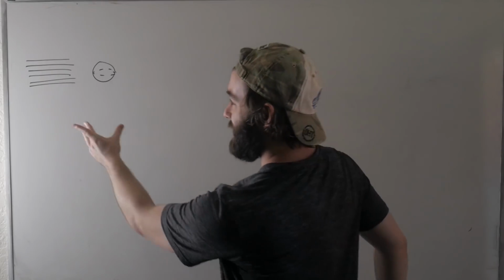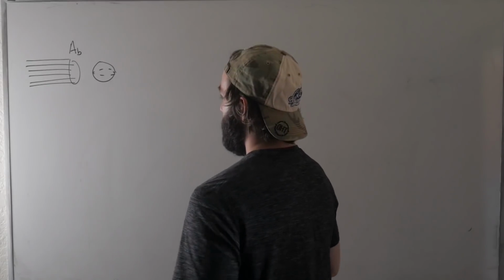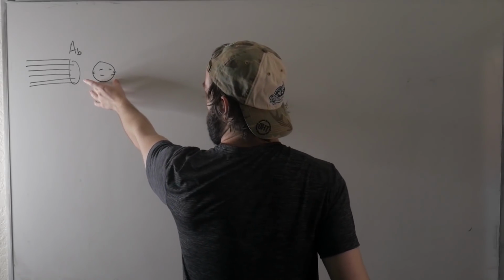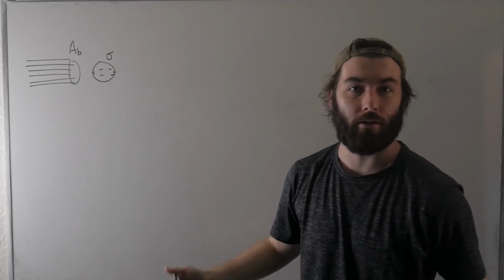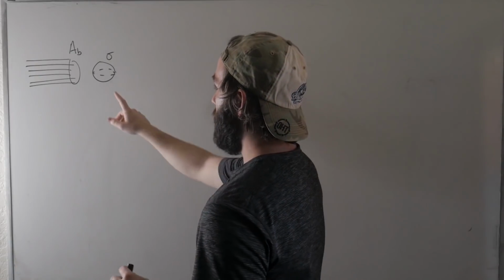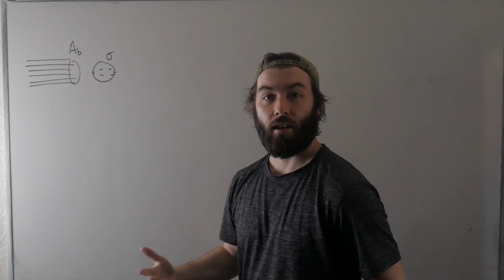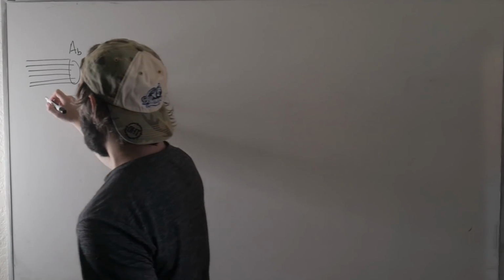So let's go ahead and say that this little cylindrical beam of particles has some cross-sectional area that I'm going to call A_B. And the cross-sectional area for the target, I'm just going to call sigma. That's the typical notation that we use. We always use sigma. Let's also say that the beam has a density, a beam density, or let's call it a number density, that I'm going to say is n_B.